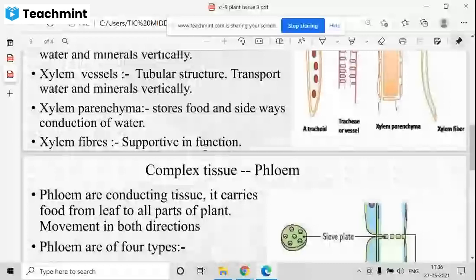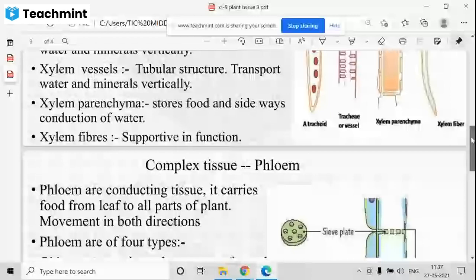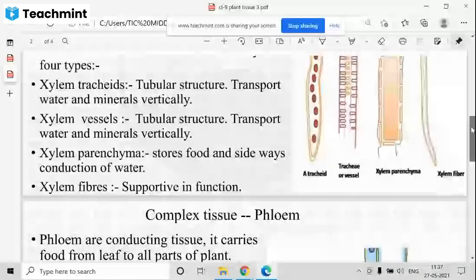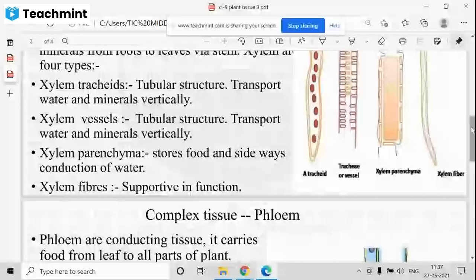Now, what happens when the wind blows? These thread-like structures help give support, means it upholds the plant. That is why they do not fall down. Got it? Since they are strong in nature. Am I clear? Okay, very good. Xylem fibers are long and hard in structure.